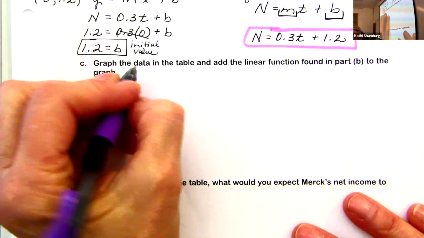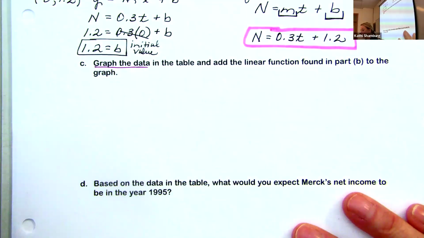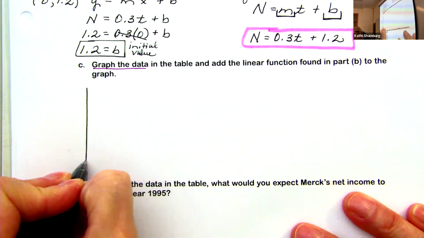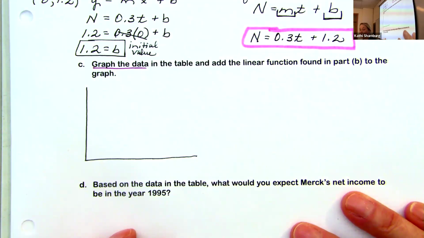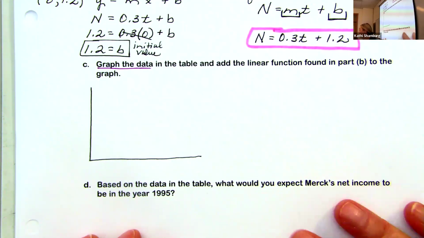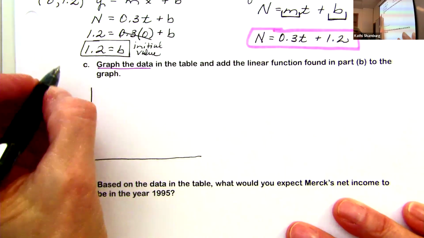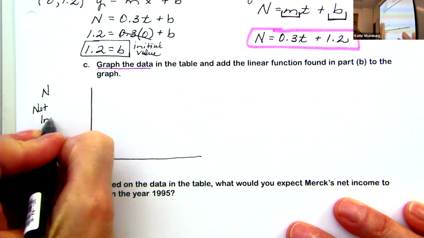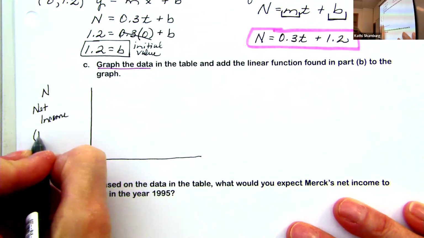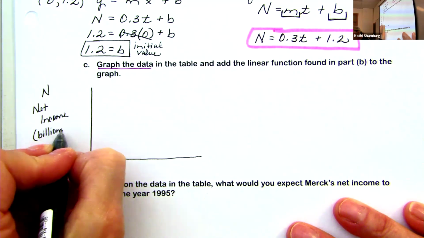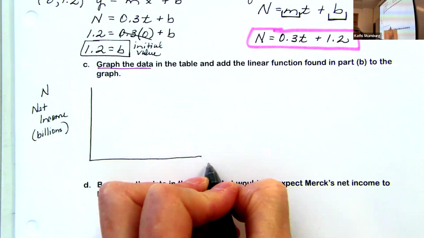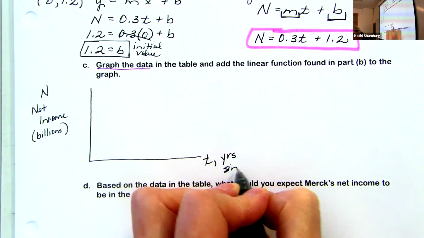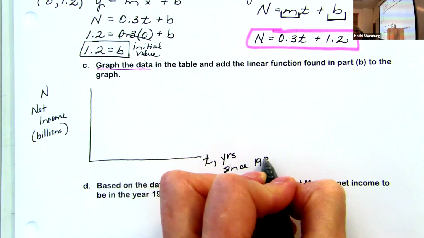So the first part of part C says graph the data from the table. All right, so let me go ahead and draw and label my vertical and horizontal axis, and then we'll go back to the calculator and refresh our memories on how to do that. So we have N, which is net income in billions. And we have P, years since 1988.